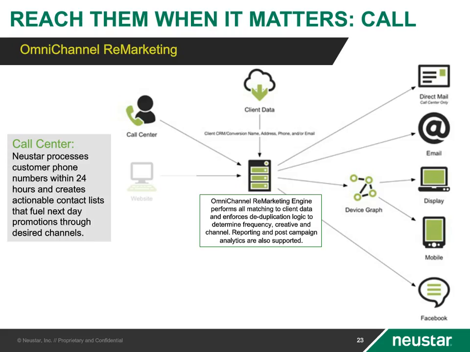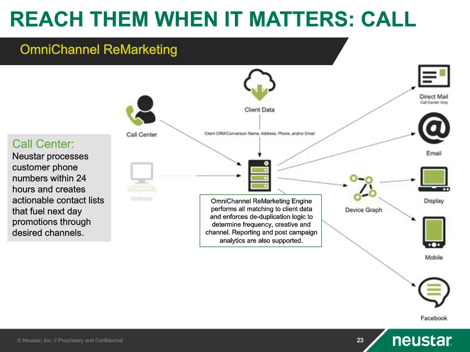So how do we do it? Neustar's solution is OmniChannel ReMarketing. It identifies, qualifies, and targets the non-converting leads from your call center and website via email, direct mail, display, mobile, and social media. So to get a little deeper into the nuts and bolts of the solution and how this actually works in practice, for the call center, we will receive all of the phone numbers of those non-converters within 24 hours of their call.